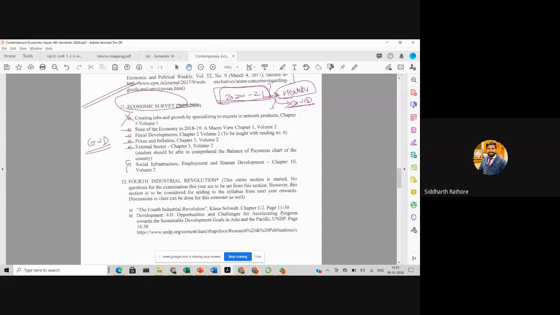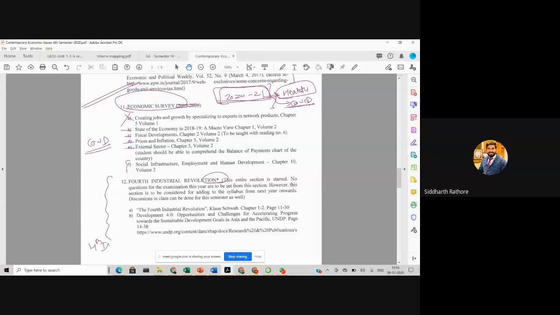This section is basically a start section, which is regarding the industrial revolution. Most of you might have heard that we are amidst the fourth industrial revolution. Fourth revolution किस चीज का है?